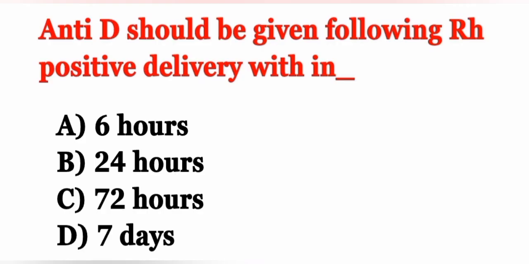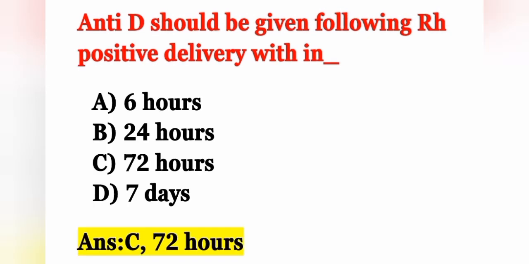The next question: anti-D should be given following Rh positive delivery within which time? Option A, 6 hours. Option B, 24 hours. Option C, 72 hours. And option D, 7 days. The anti-D injection should be given within 72 hours following Rh positive delivery. Option C is the correct answer.